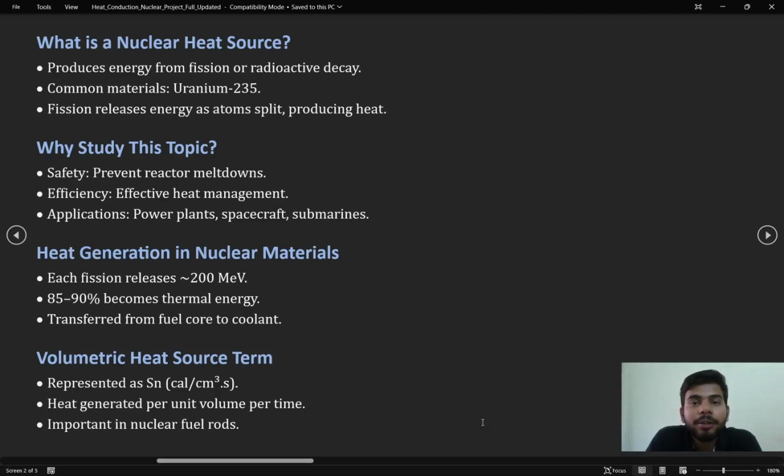Why do we need to study this topic? With the knowledge of this nuclear reactor, we can prevent reactor meltdowns, we can increase the overall efficiency of nuclear reactors by managing effective heat transfer, and nuclear reactors possess many applications in power plants, spacecraft, and submarines.